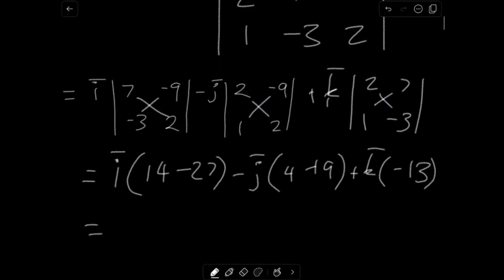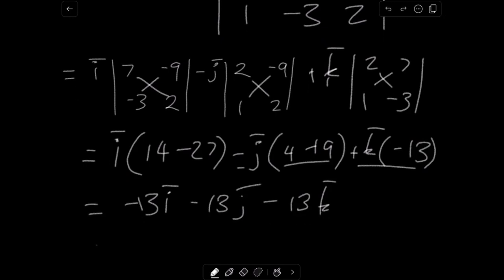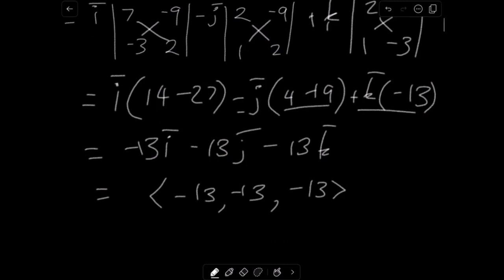Let's work this out. 14 minus 27, that's minus 13 times vector i. 4 plus 9, that's going to be 13 times a minus. We have minus 13j, and then we have minus 13k. So by pure coincidence, all of these components are minus 13. So this is equal to minus 13, minus 13, and minus 13. There we go. So this here is the cross product of A times B. So it's A times B. Let's work out what B times A is.